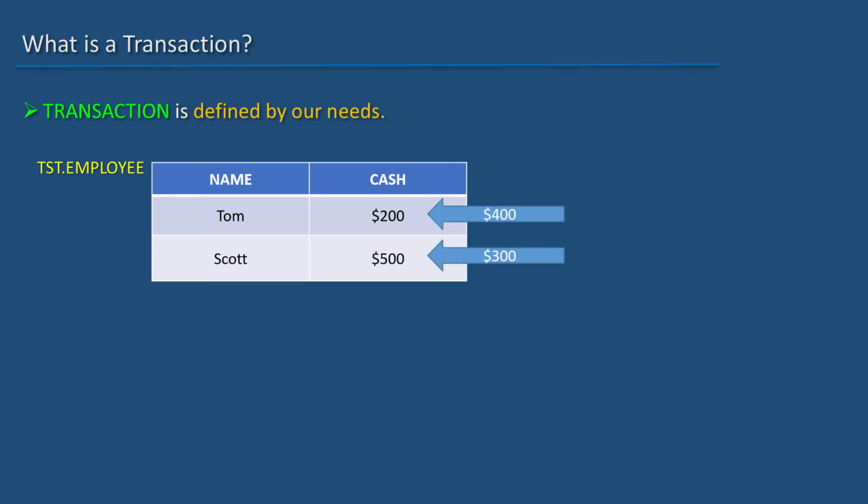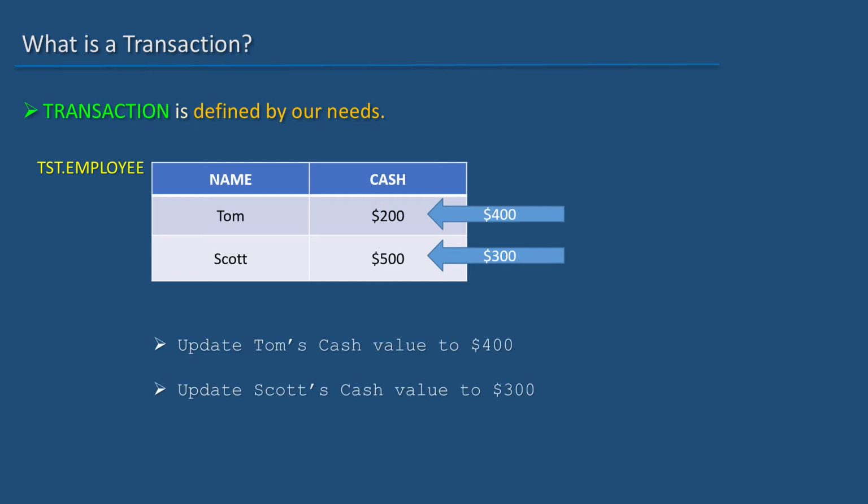Again, after a few more minutes, my boss calls me and says, in that $500 that I gave to Scott, I took back $200 and gave that $200 to Tom. Please make a note of it. Now, what should I do?